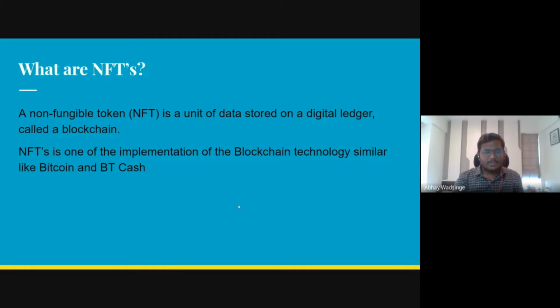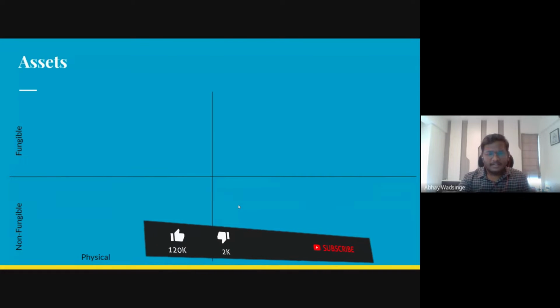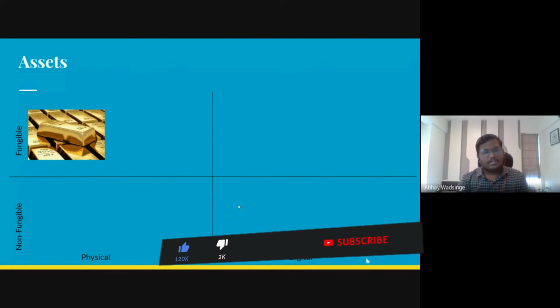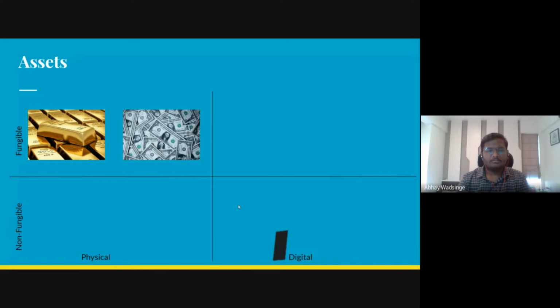That's it. Now we'll go into the deeper aspects of NFTs, how you can make money out of NFTs, and what role the money side of NFTs really plays. Now there are two types of assets: fungible and non-fungible, and physical and digital. In physical, there come gold and cash.